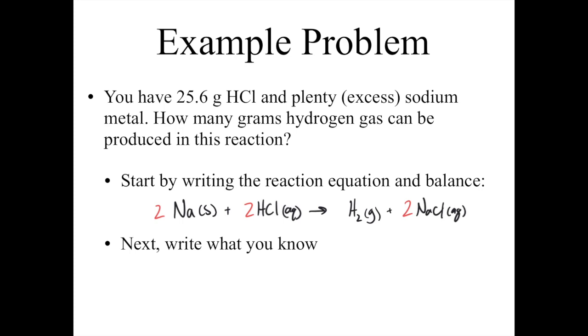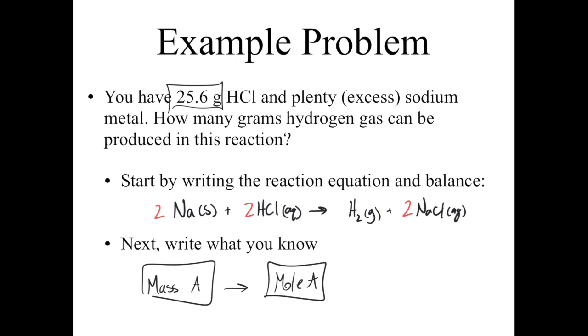Next, let's write down what we know. Let's write down our plan. Let's see what we're going to do. We're going to start with 25 grams of HCl. So we're going to start with mass of substance A, and we're going to convert to moles of substance A, where A is the substance you know. That's what you were given. In this case, it's the HCl.